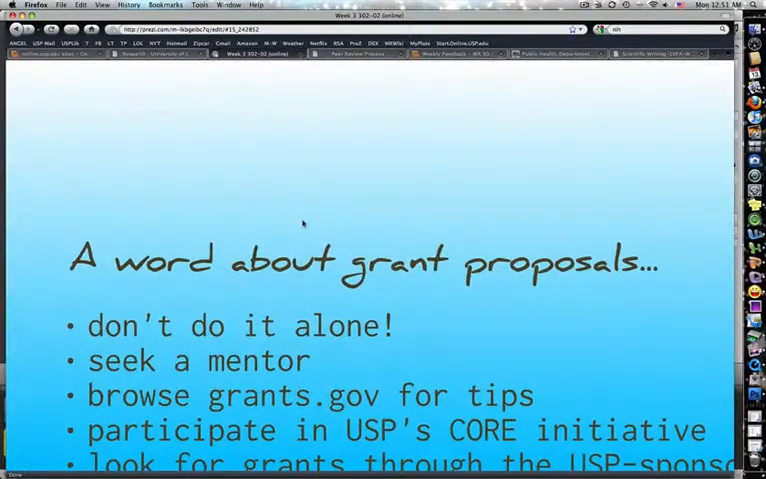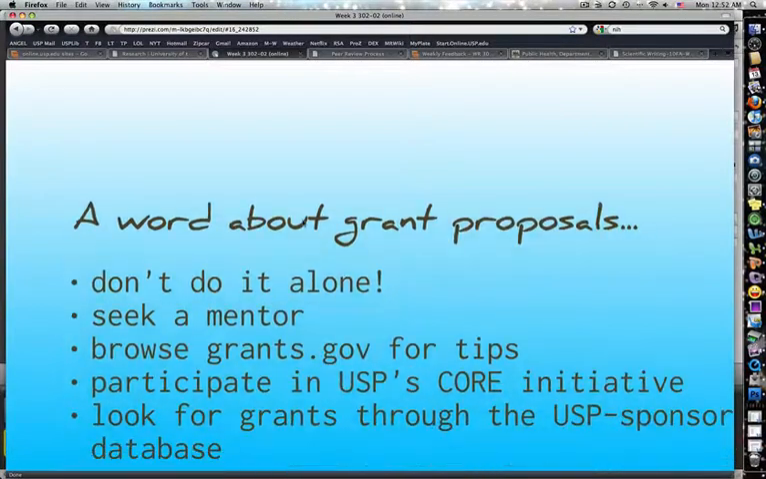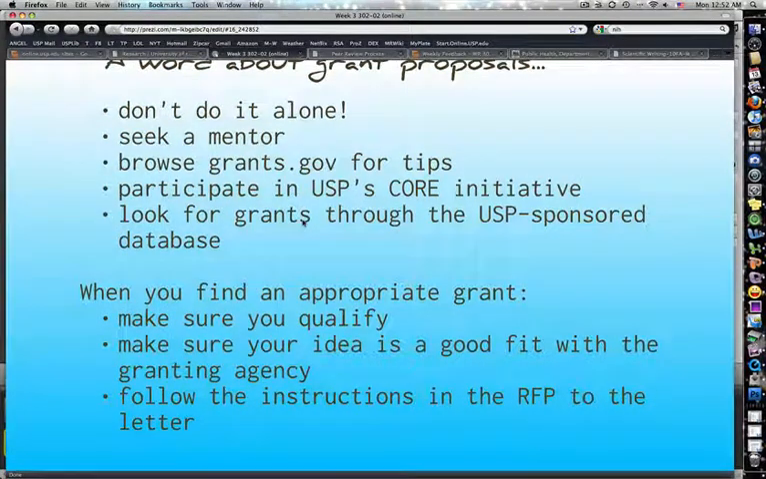One last word about grant proposals, which is what chapter 6 was about. First of all, nobody ever writes a grant proposal alone, so don't even try it. Always seek a mentor. If you want to know how to write one or how to begin to write one, or for some tips, chapter 6 is a good starter. Then browse grants.gov for tips. If you want to get started here at USP, you should participate in USP's CORE initiative and look for grants through the USP sponsor database. And I'm going to show you how to do that in a second.